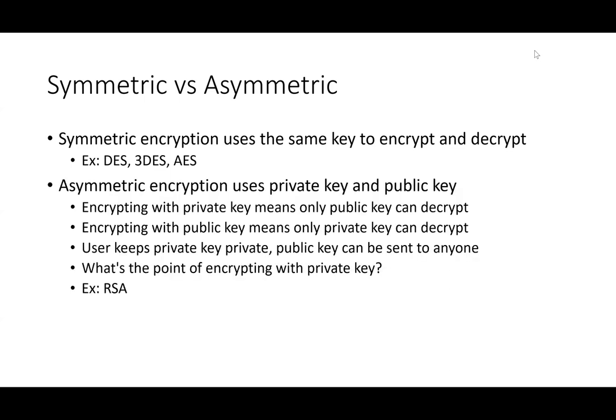Okay, so asymmetric uses 2 different keys. That's the asymmetric part of it. So you have a private key and then your public key. Now, if you encrypt a message with your private key, it means that only the public key can decrypt it. And vice versa, if you encrypt it with your public key, only the private key can decrypt your message. As a user, you want to keep your private key private, and the public key you can really just give to anyone. So, what is the point of this? If you give your key to everyone, what is the point of encrypting it with your private key before somebody else can read it with your public key?